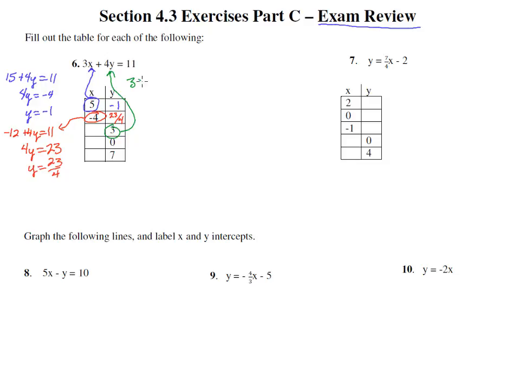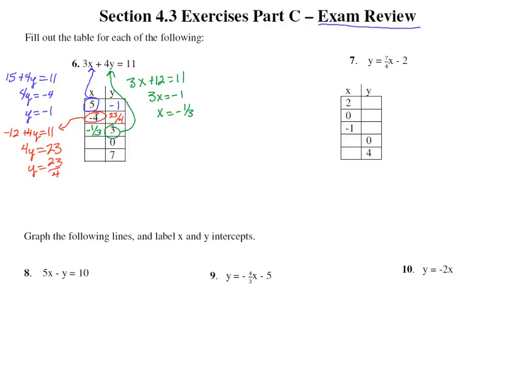The next one, let's stick 3 goes in for y this time, not in for x, in for y. So we get 3x plus 12 equals 11. Subtract 12 from both sides and we get 3x equals a negative 1. Divide by 3 and we get x equals a negative 1/3. So negative 1/3. And you can try all these points. If you stick negative 1/3 in for x and 3 in for y, it will turn out to be 11.